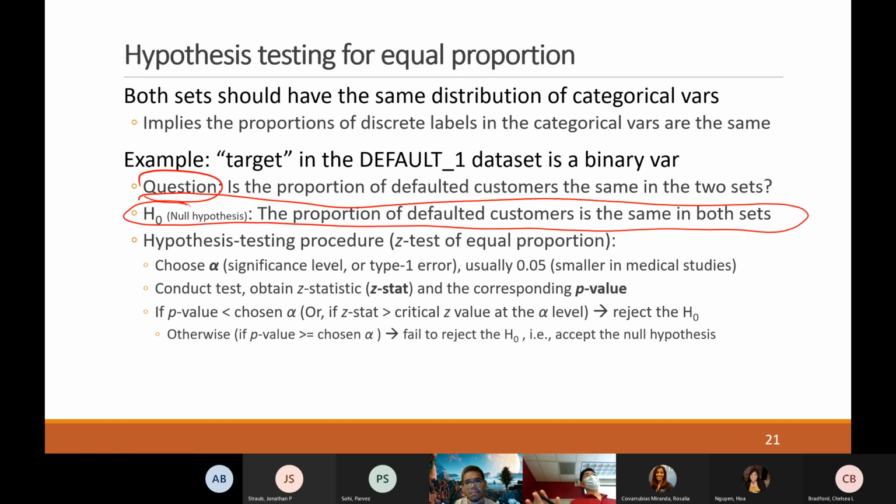I would say 99.999% of the time, with a good random train test split, the test result will be insignificant. The split will be healthy. That's most likely the case.